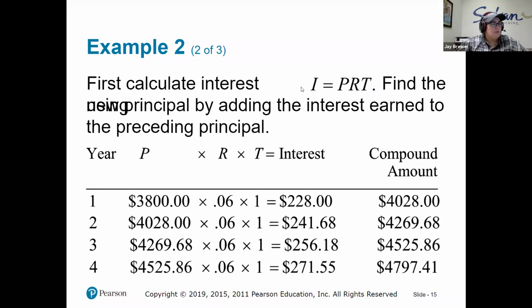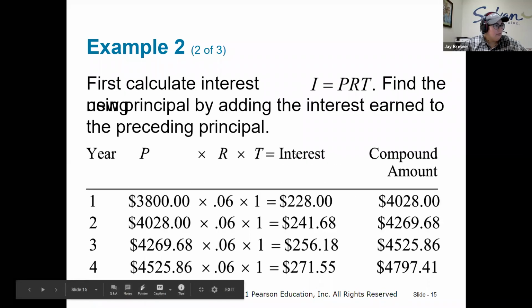First, calculate interest. I think this is supposed to go over here. I think it's supposed to say first, calculate interest using I equals PRT. Find the new principal by adding the interest earned to the preceding principal. And there it shows you all that. Okay.